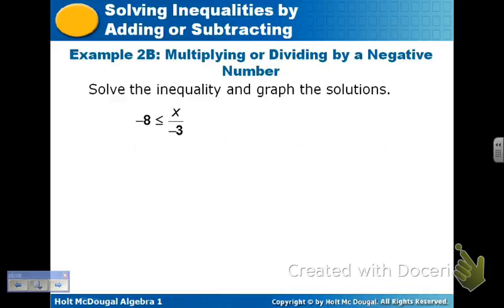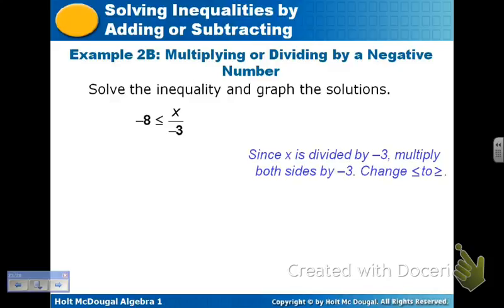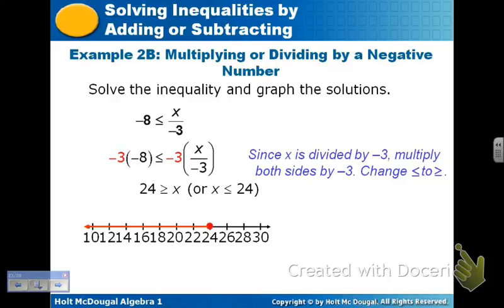All right, next example. Pause your video for a minute and try to do this one on your own. So we have the inequality negative 8 is less than or equal to x divided by negative 3. Since we're dividing by negative 3, our inverse operation is going to be multiplication, and we're going to multiply by a negative 3 in order to isolate our variable here. And multiplying by negative 3 also constitutes reversing your symbol. And so we end up with 24 is greater than or equal to x, or you can switch that around if you want: x is less than or equal to 24. Again, your graphing's the same.